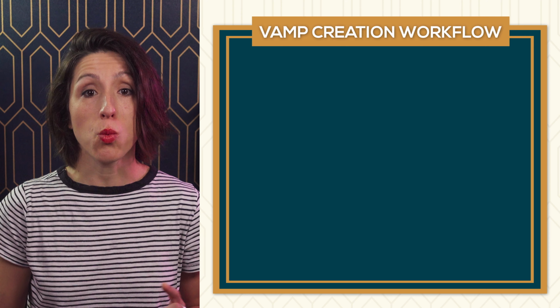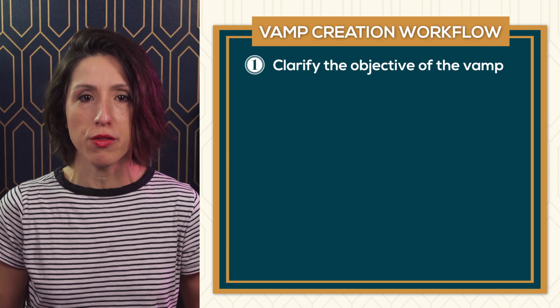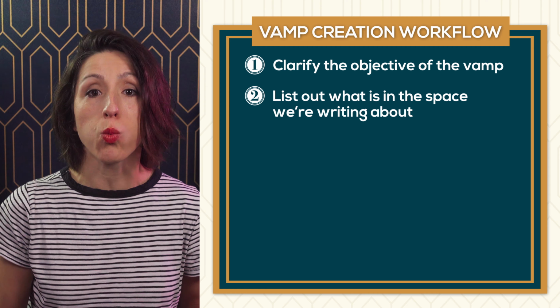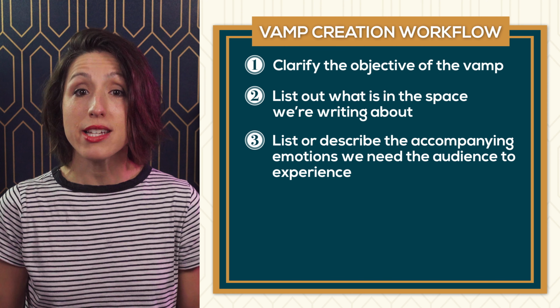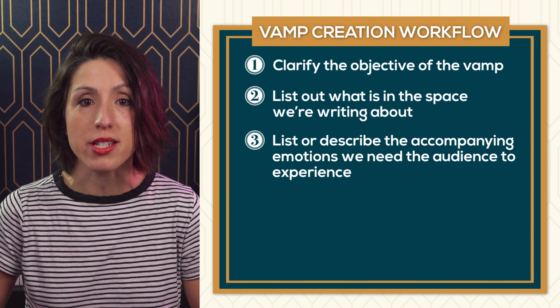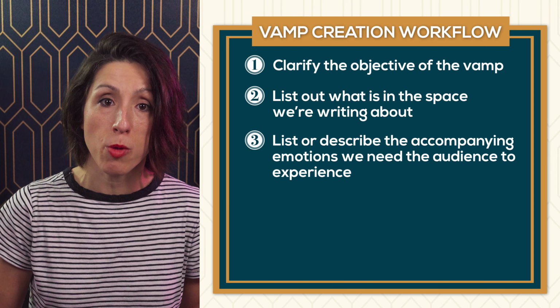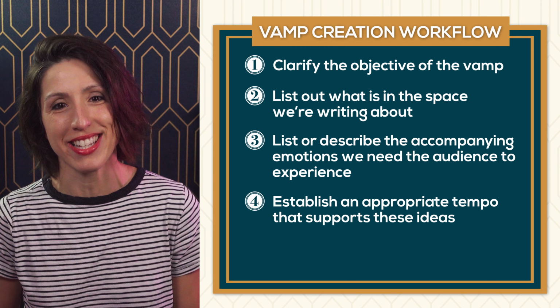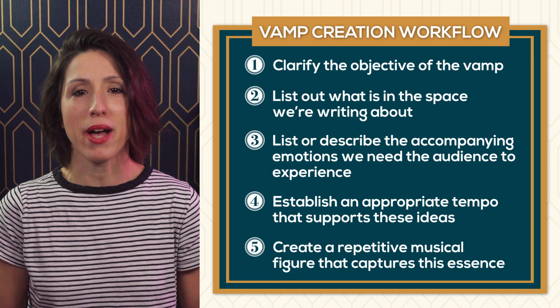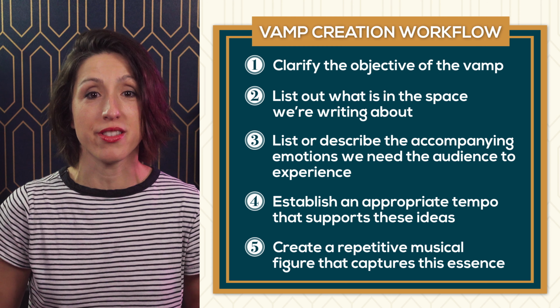So to quickly rehash the process of how to arrive at a vamp that supports your scene and provides information, very important, we need to: 1. Clarify the objective of the vamp. 2. List out what is in the space. Really picture the setting visually. 3. List or describe the accompanying emotions that we need the audience to experience in this moment. 4. Establish an appropriate tempo that supports these ideas. 5. Then create a repetitive musical figure that captures this essence.